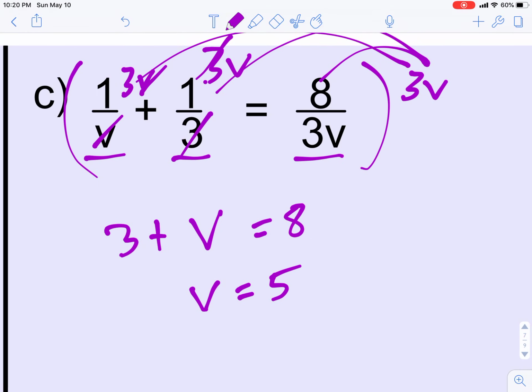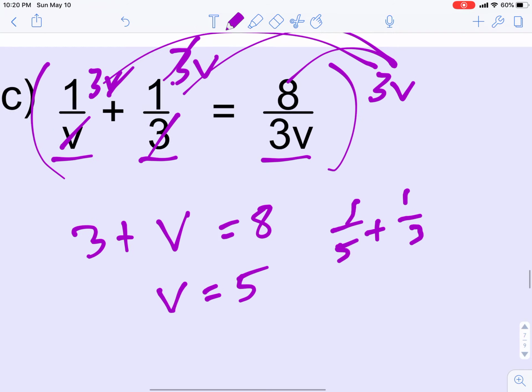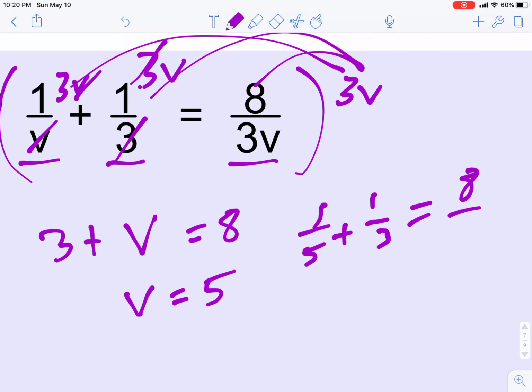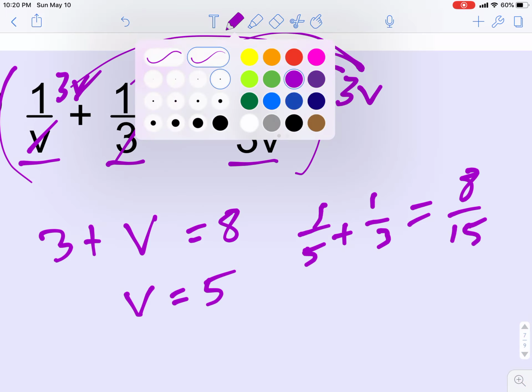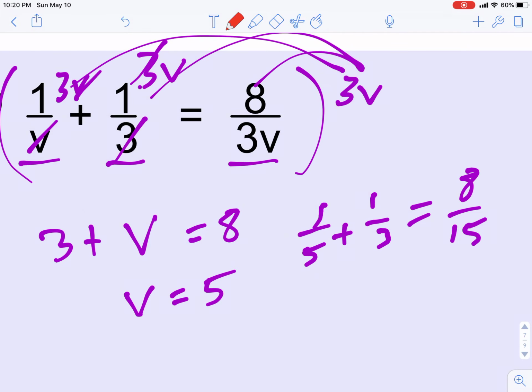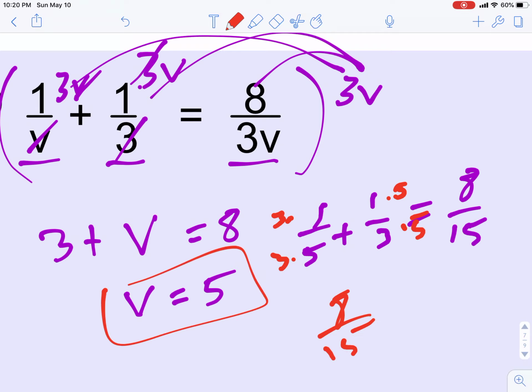And again, you would plug in 1/5 plus 1/3. All right, does that equal 8/15? And it will, because if you don't want to use a calculator, multiply by 3, multiply by 5. 3 plus 5 is 8/15. So that works out. That's a good answer.